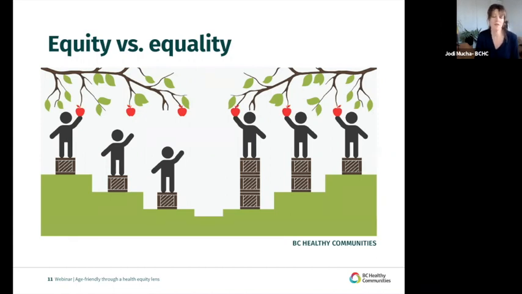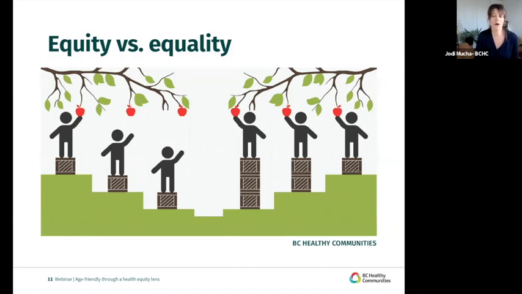And if you look at the image on the left, we have uneven ground and everyone receives the same size box to step up and pick the fruit. And as you can see, coming from that standpoint of equality, everyone getting the same box does not necessarily meet the needs of all people and thus supporting optimal health for all.